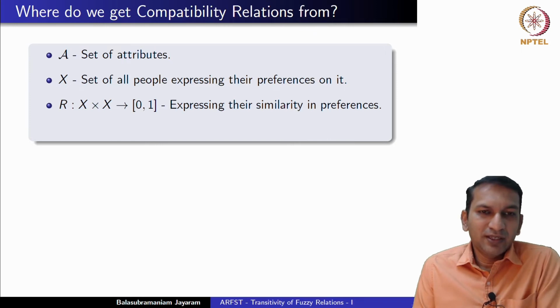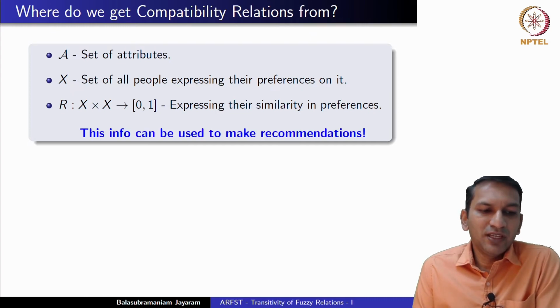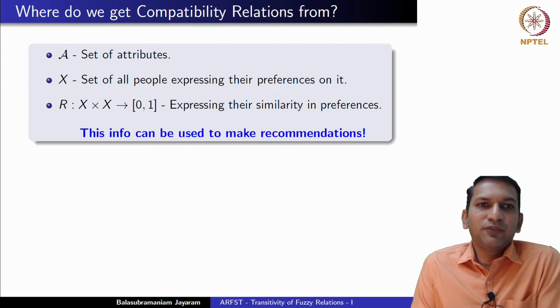preferences of the different people. Now, note that even in the example that we have given of ranking movies or giving preferences from a set of movies, we know that this is the kind of information that can be made use of to make recommendations.